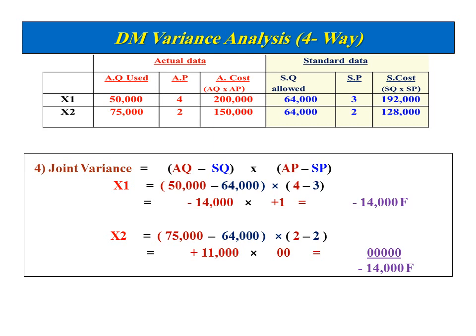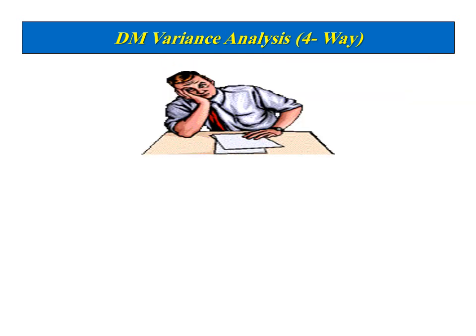Again, to calculate and analyze direct material using four-way, firstly, you have to prepare your table. Secondly, you have to calculate the total variance of direct material. Thirdly, you have to analyze mix, yield, price, and joint variance. After finishing calculating the four variances, you have to check your answer. Again, don't forget, you have to check your answer.